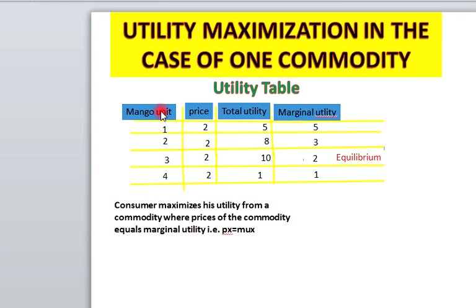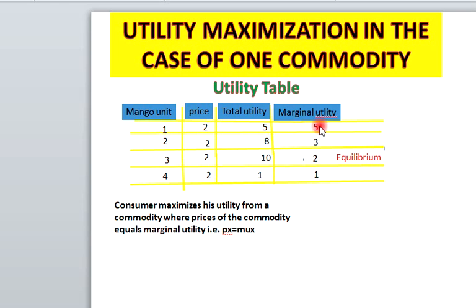A consumer is consuming mango, and the table shows the price of the mango, the total utility of the mango, and the marginal utility of the mango. When the consumer consumes only one unit, the price of the mango is $2, and the total utility, that is, total satisfaction from the consumption of the mango, is 5 utils, while the marginal utility is 5 utils.